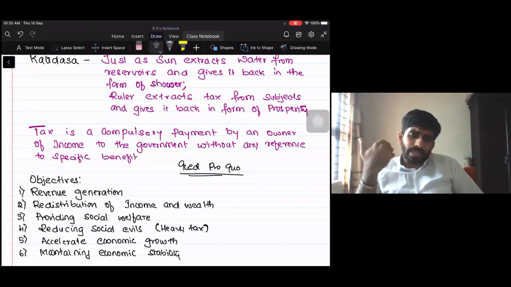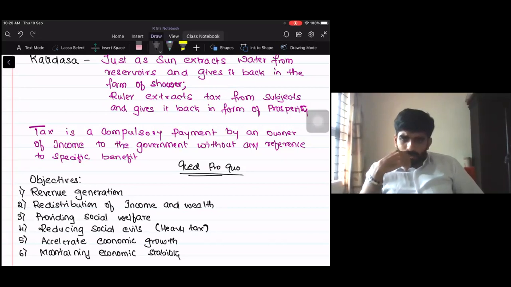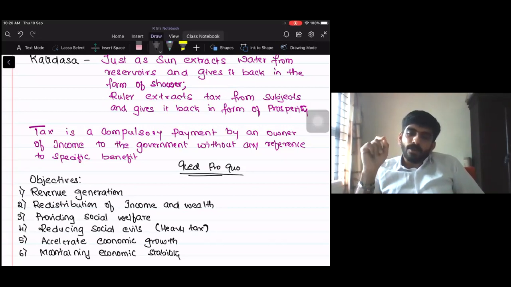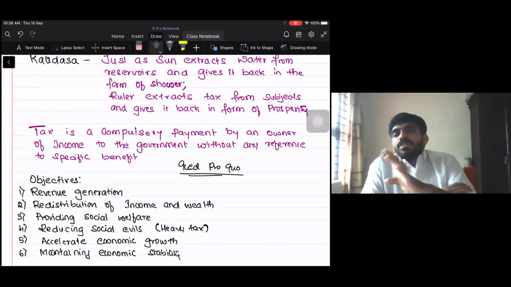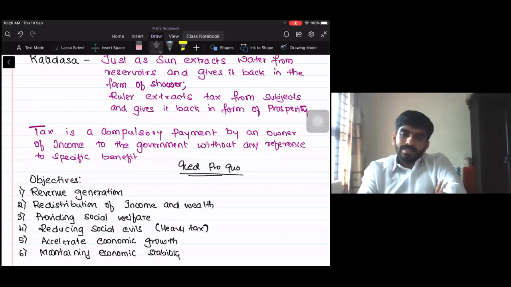What do you think? Can anyone collect tax? Tomorrow I'll open a shop, sit here and say, give me tax, give me tax. Can I do that? No, why? If you're saying I can't collect the tax, why can't I collect the tax? Who says a private citizen cannot collect a tax? Who says that private persons cannot collect a tax? Government says.